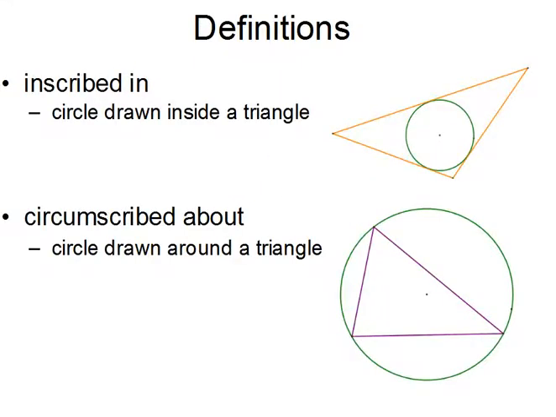Alright, two definitions that we need to have. Inscribed in means that there's a circle drawn inside the triangle, and that means that each side of the triangle is tangent to the circle. So it touches the circle in one point. And there's another definition called circumscribed about, and this would be a circle drawn around the outside. We did this before when we did our constructions. I had you draw a circle that touched all three vertices of the triangle. So that's a circumscribed circle. This one is an inscribed circle.